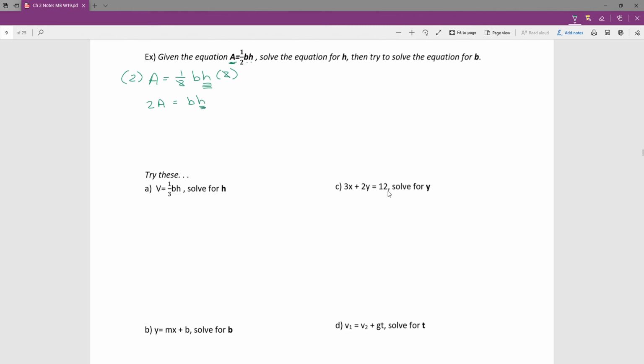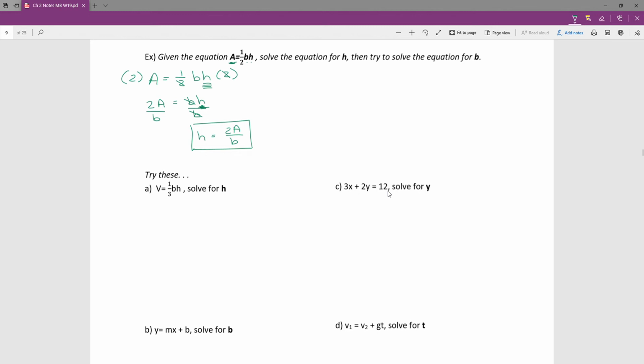So again, I'm trying to get height all by itself. I'm trying to get this h all by itself. What's going on between the b and the h here is multiplication. If that b was a 2, you would know to divide by 2. Well, it's not a 2, it's a b. So we're going to divide by b. And that means we need to divide this side by b. So I now have it organized so that I have just the h on one side, but I could rewrite this so that h equals 2 times a over b. And that's my formula rearranged or solved for height or for h.